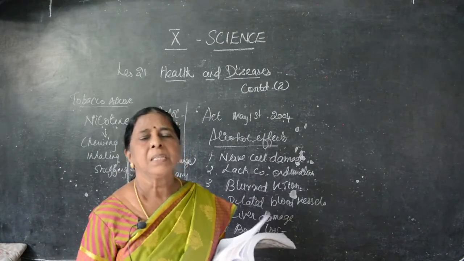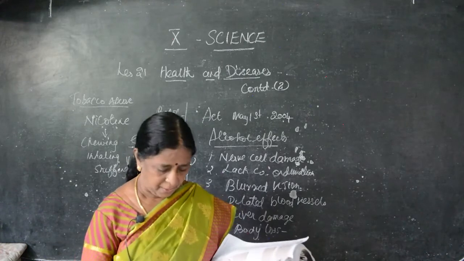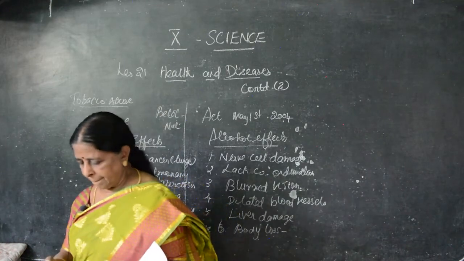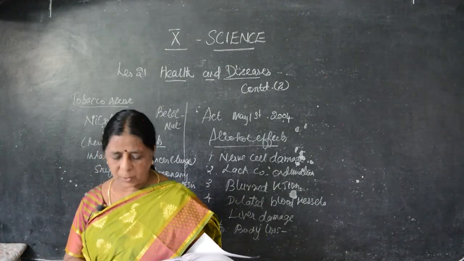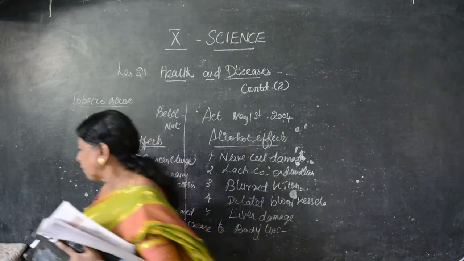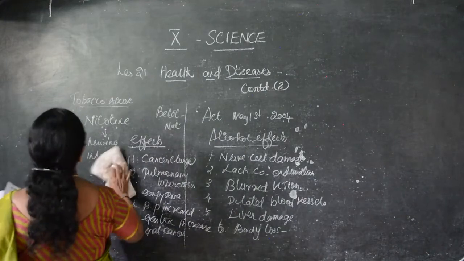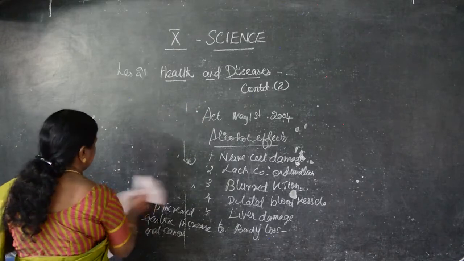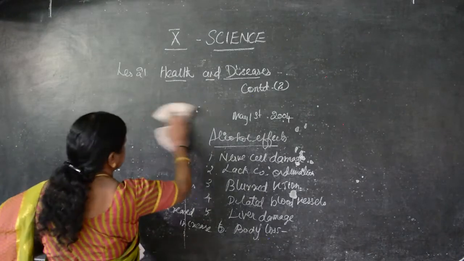Next we have to see the diseases. What are the diseases? Diseases and disorders due to lifestyle modification. We are changing our natural behavior. Because of that, we may get the disease.